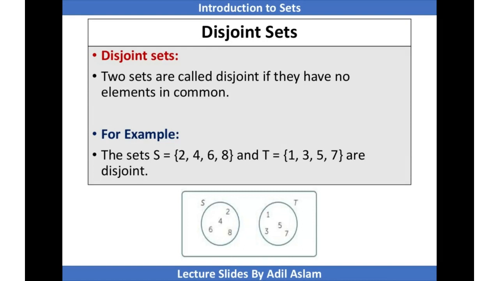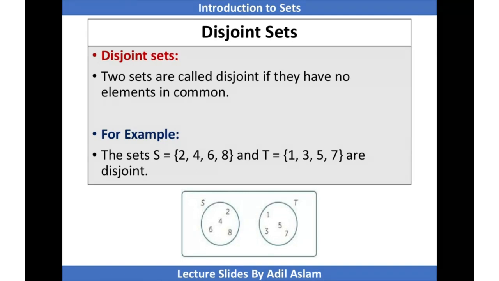So the circles here will represent the sets. The rectangle here will represent the universal set. Remember I talked about that? Universal set, where all the elements are part of.